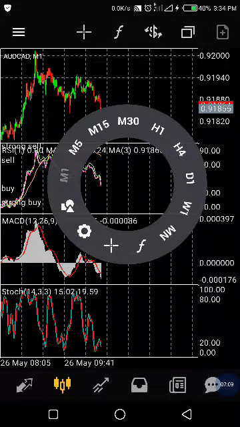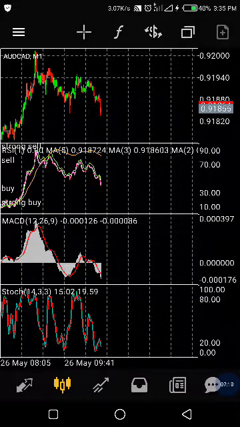So those with $30, $50, it's advisable for you to trade in lower time frames. So for those of us trading in lower time frames, this is how we will trade it. You use the higher time frames to filter the smaller time frames. You understand? Let me show you what I mean.